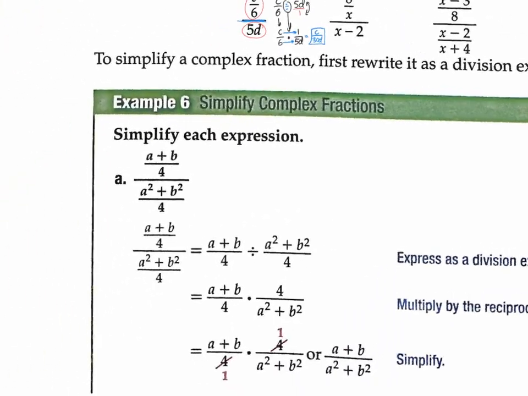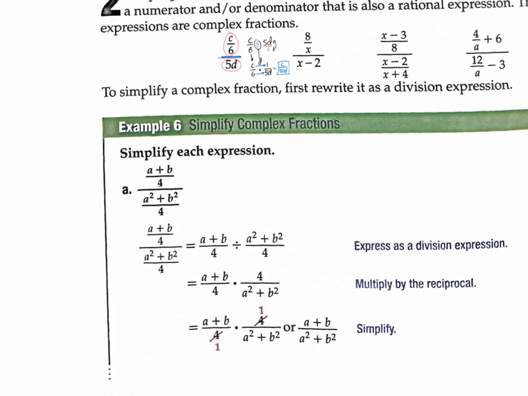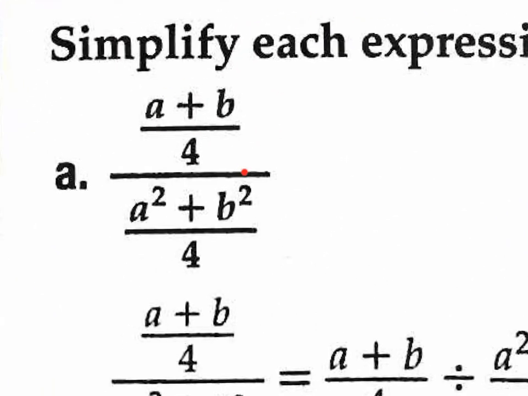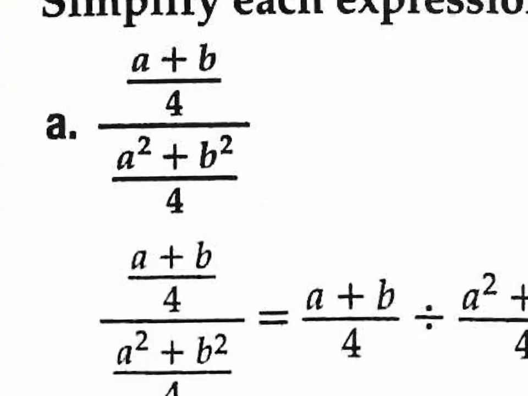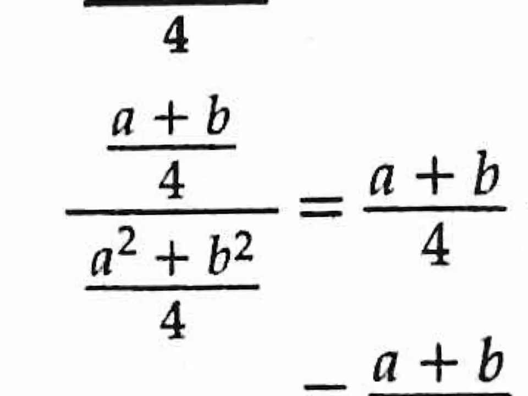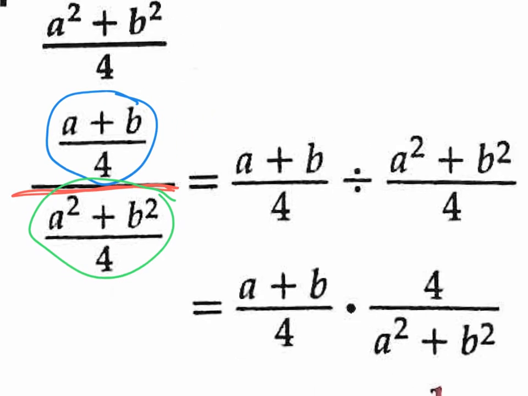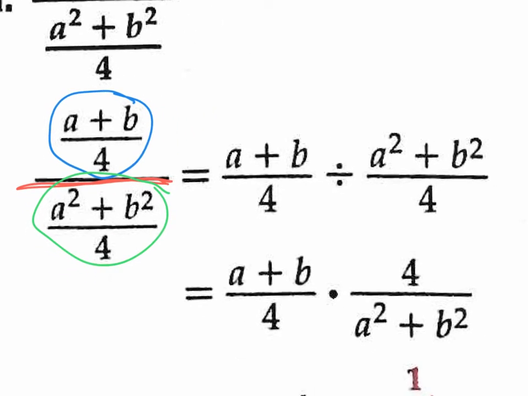Let's go over these examples that are definitely more fun. So right here we have this fraction divided by this fraction. Okay, so let's see what the book does. They take that top fraction, I'm going to circle it in blue, divided by the bottom fraction, I'm going to circle it in green. And instead of having it written vertically, they write it horizontally. That's exactly what I'm telling you to do.